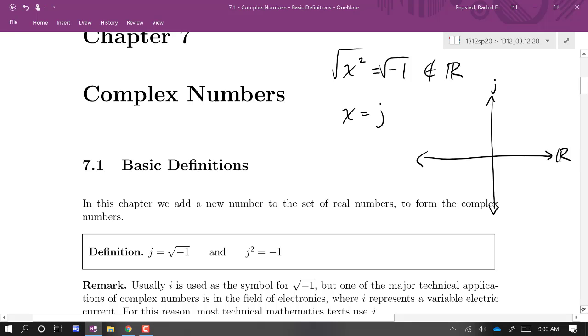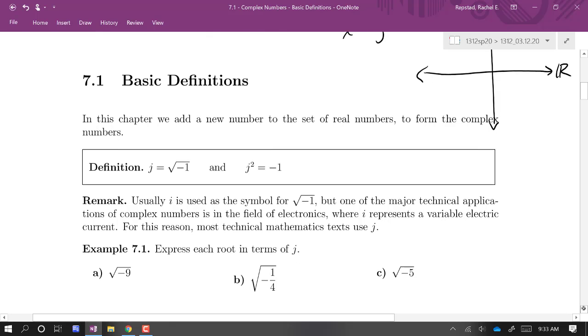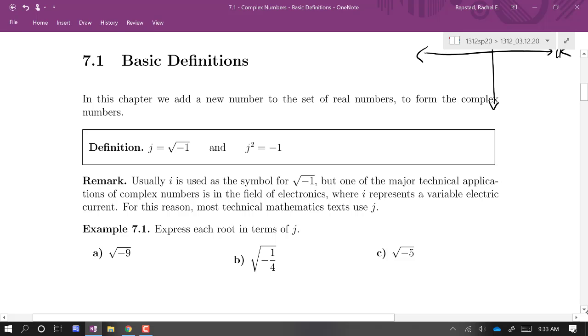So we're just going to work with this definition of j being defined as the square root of -1. Get used to working with these expressions. This chapter is going to be all about how do I work with these expressions, how do I solve certain equations, what are some convenient ways to write out a complex number that lend themselves to easier calculations.